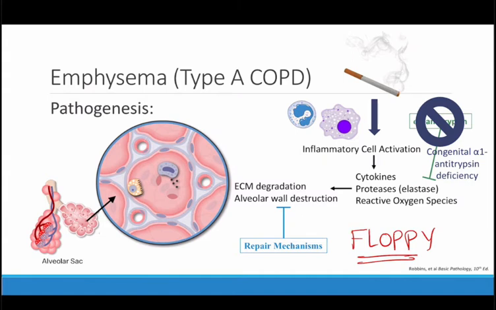The out of balance breakdown of proteins leading to destruction of elastin causes the lung to become floppy. It reduces the ability to get air out because the elastic recoil of our lung is what primarily drives the pressure gradient to get air out of the lung. So emphysema is a floppy lung due to the breakdown of elastin.